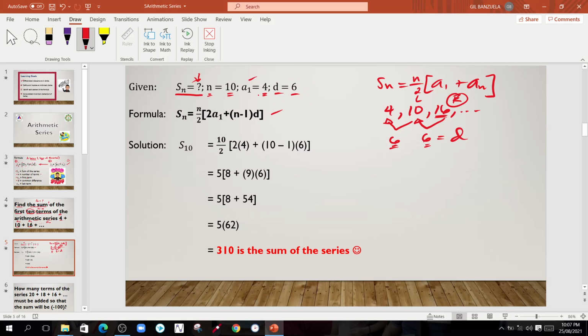Then, we're going to use the first formula, guys. Again, hindi natin pwedeng gamitin yung second formula because the last term is missing, no? May first term lang tayo. Okay, so let's state the formula.